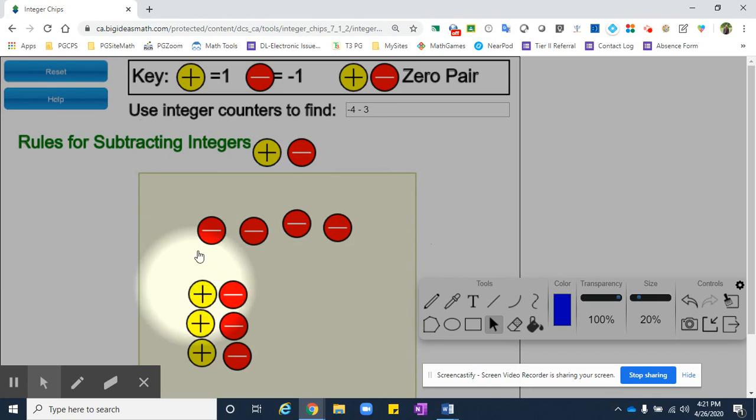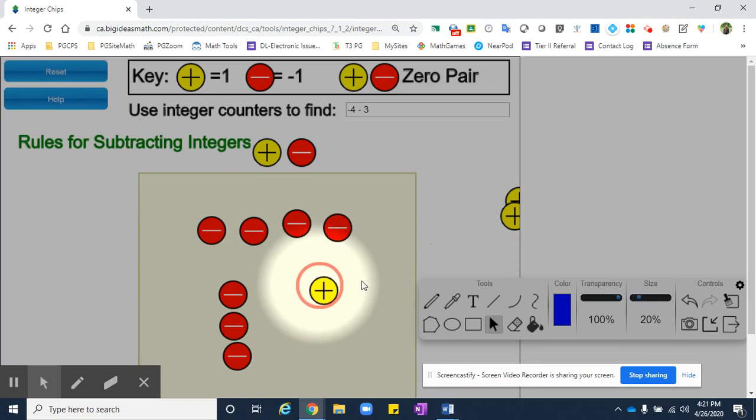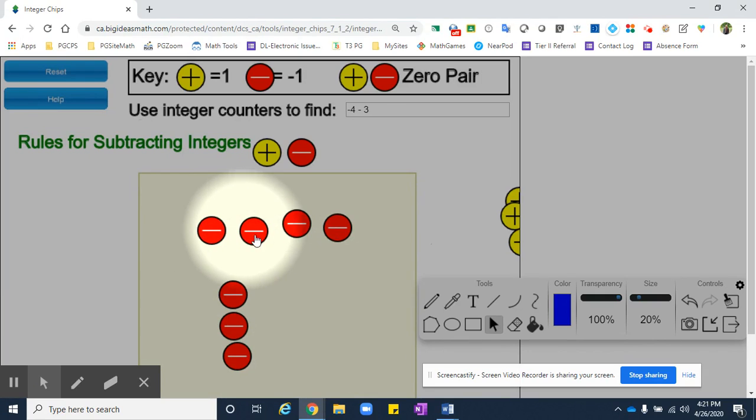Now, with all these counters on the mat, can we take away 3 positive? It says take away 3 positive, and the answer is yes. We can take away 3 positive. We got 1, we got 2, and we have 3. Now, how many counters are left, or what counters are left? We got 1, 2, 3, 4, 5, 6, 7. We got 7 reds left. So -4 minus 3 is a -7 because we got 7 reds.